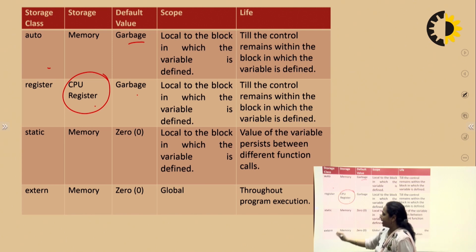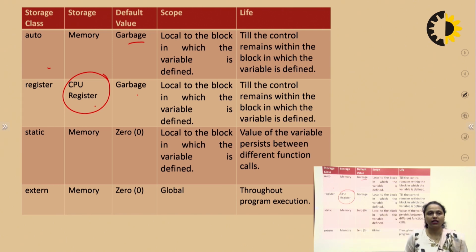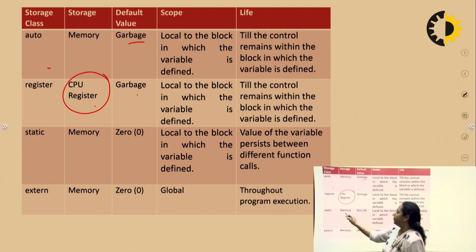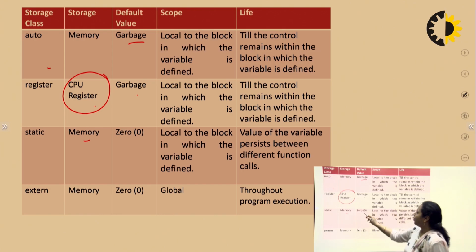Next comes the static storage class. In the static storage class, data will get stored in memory and the default initialized value is 0. Scope is local to the block and the life of the variable will persist between different function calls. It means the value can be retained even after the closure of the block, if the same function is accessed again in a continuous way.